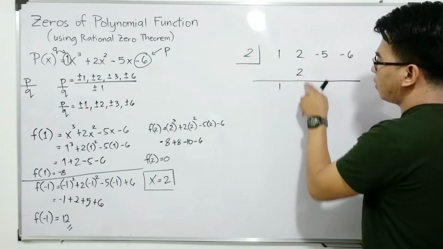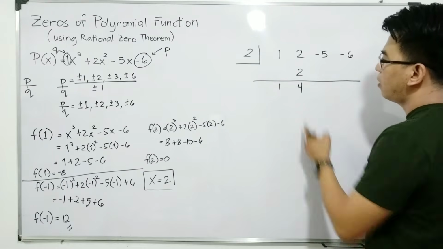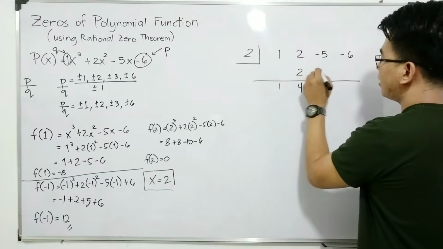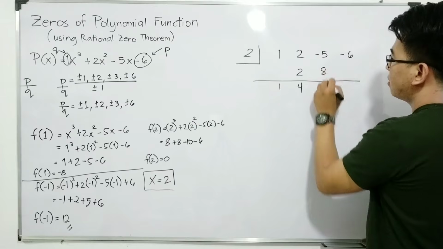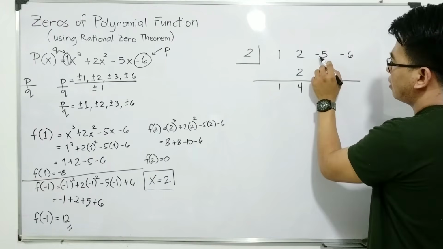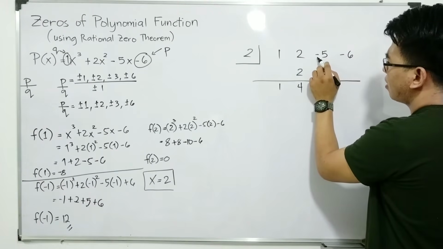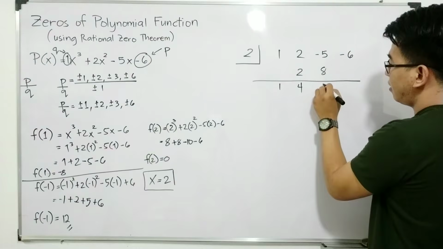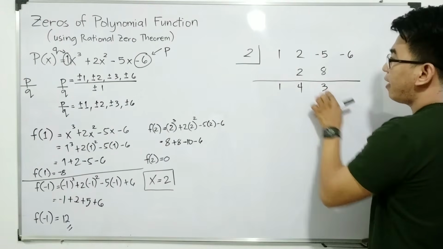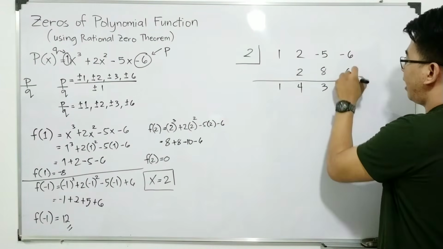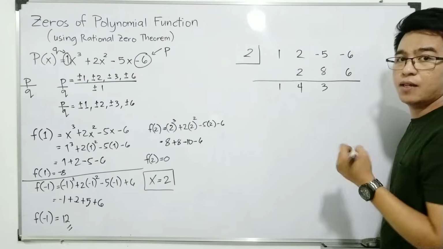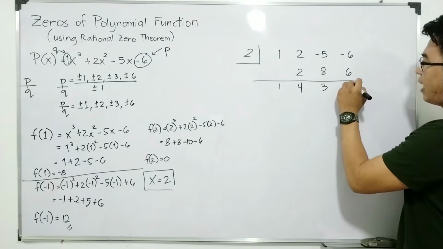And then 2 plus 2 is 4. 4 times 2, that is 8. So we will subtract 8. We have negative 5 plus 8, this is 3. 3 times 2, that is 6. And negative 6 plus 6, this will give you the answer of 0.